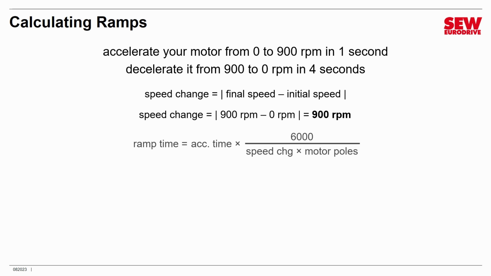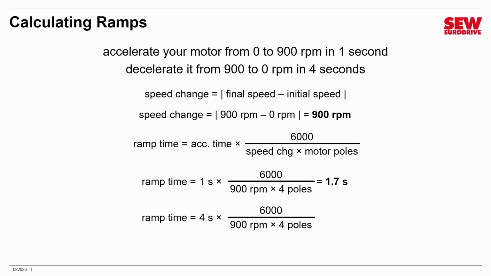Pretty simple. Now we're going to have to plug this into our equation twice, once for 1 second and once for 4 seconds. So we'll start with 1 second. We'll take 1 second times 6,000 divided by 900 RPM times 4 poles, and that gives us 1.7 seconds. And then we do it again for 4 seconds. We take 4 seconds times 6,000 divided by 900 RPM times 4 poles, and that gives us 6.7 seconds. So we need to put these values into parameters 0.3 and 0.4, and then test out our drive.